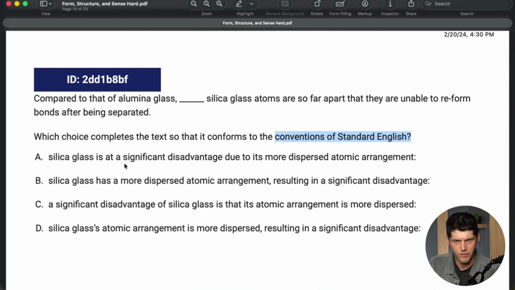Compared to that of alumina glass. Our question is who or what is compared to that of alumina glass, which is kind of a weird question to be asked. So here's what happens to most people. They say, well, what can we compare to alumina glass? Who or what are we comparing to alumina glass? And they think it's silica glass.